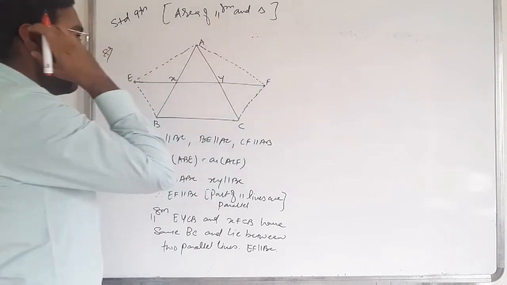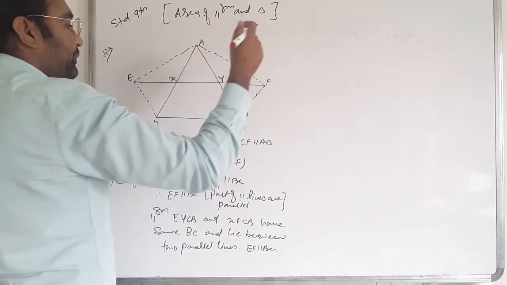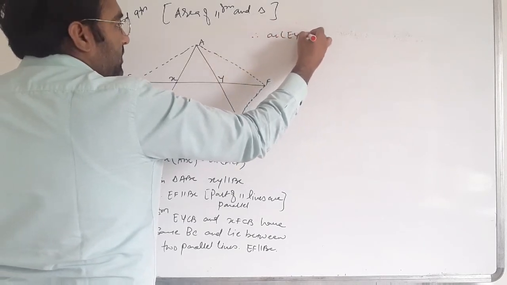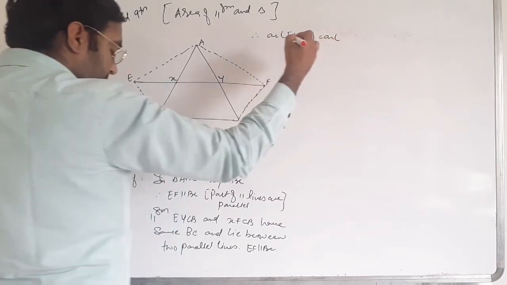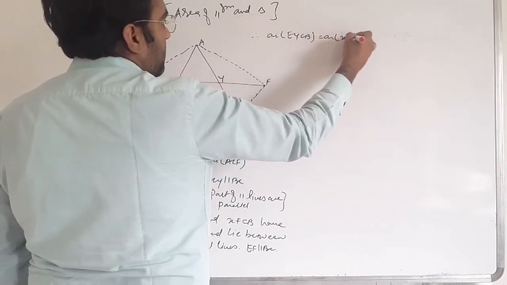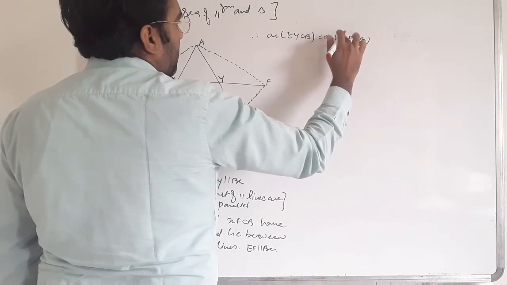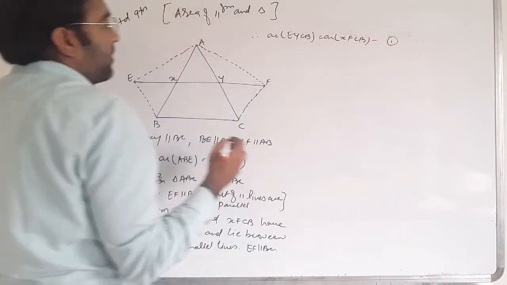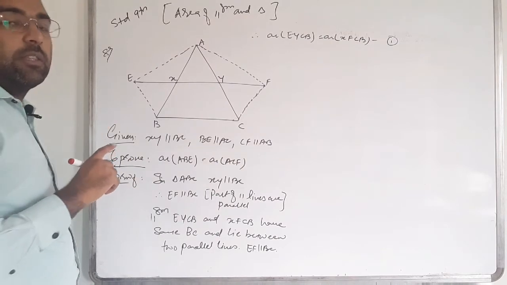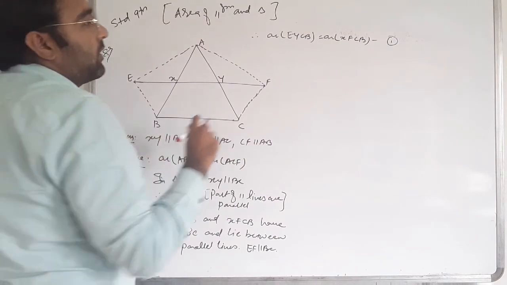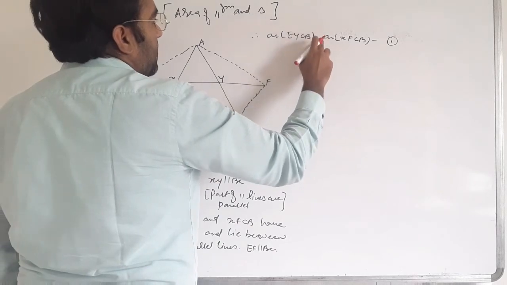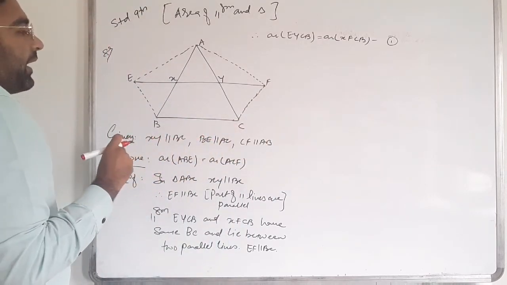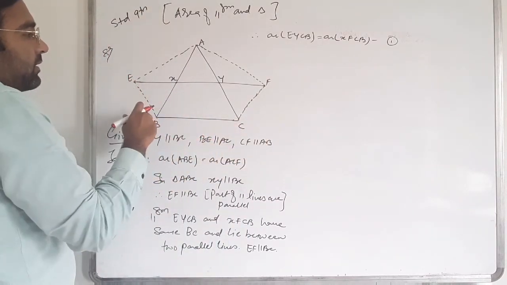Therefore we have to write that area of EYCB is equal to the area of XFCB. Okay, and give this as equation 1. Area of parallelogram EYCB is equal to the area of parallelogram XFCB.